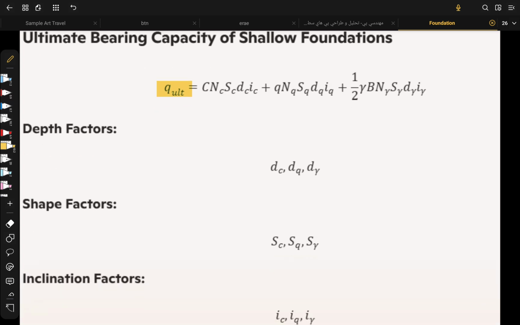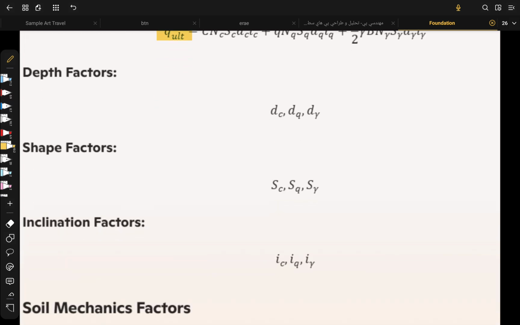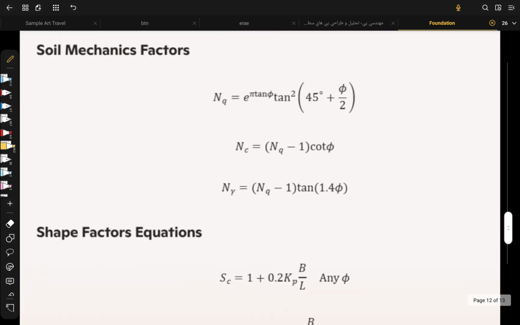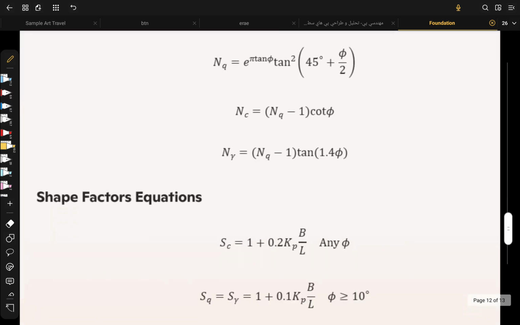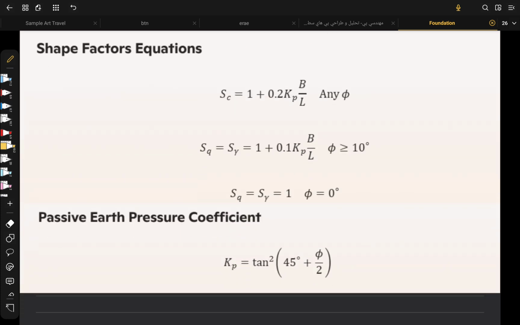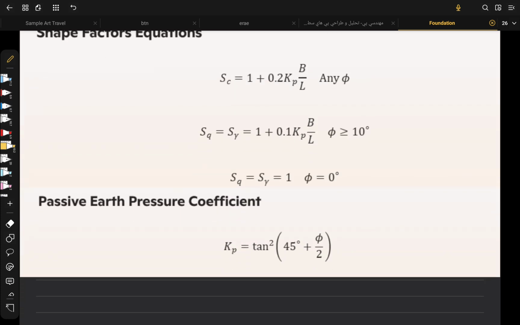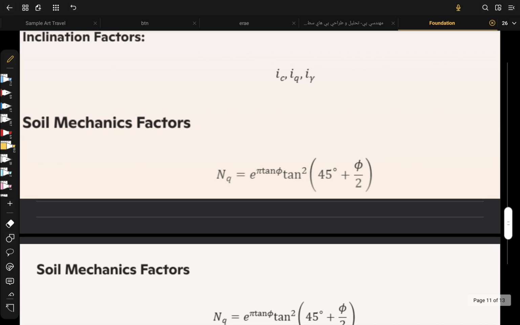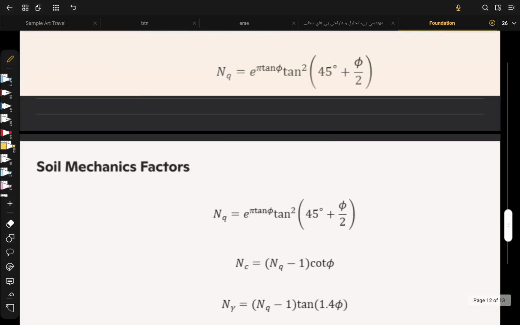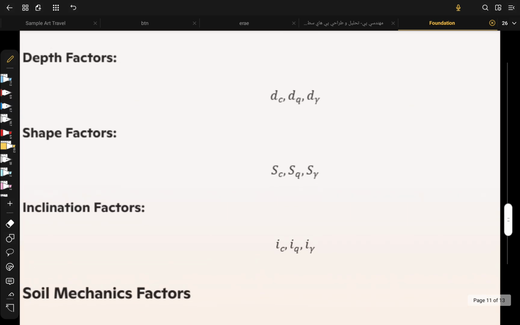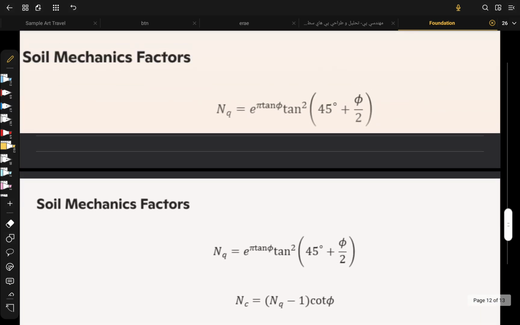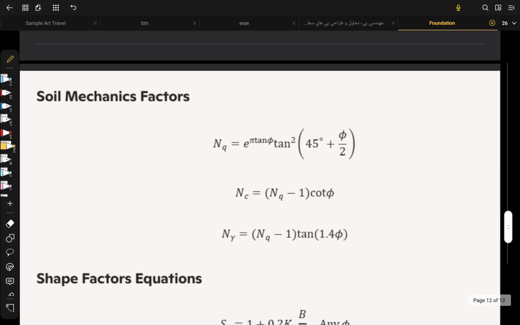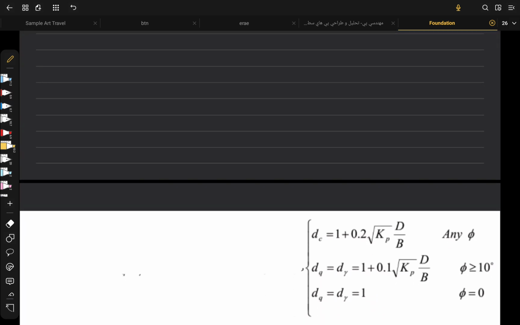We have depth factors, shape factors, inclination factors, and soil mechanics factors that have the equations we show you here, shape factor equations, and passive earth pressure coefficient. These equations, we use them in the problems that we solve for you to exercise and learn better. But they are the terms we have, but from the past we use Nq, Nc, and N-gamma from the table for using and solving them. Okay, this is the first lesson.